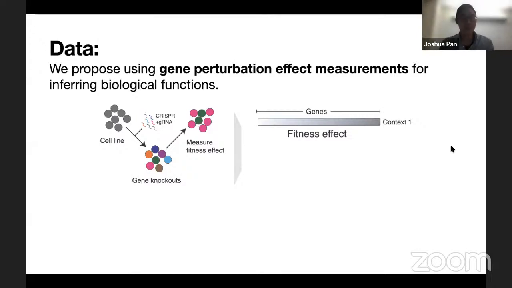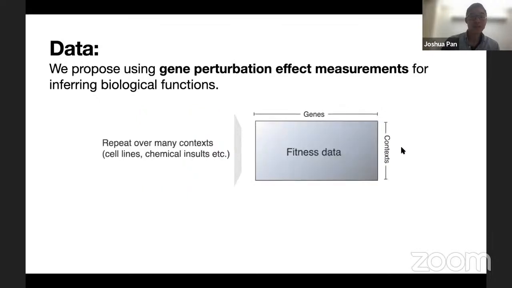The data type that we propose using is gene perturbation effect measurements. This style of experiment involves taking, let's say, a cell line, infecting it with CRISPR guide RNAs, and inducing individual gene knockouts in individual cells, and then measuring the outcome in terms of some phenotypic measure, for instance, cell fitness. So genes that are critical for fitness will drop out from these screens and get a negative score in these kinds of fitness effect measurements over cell contexts.